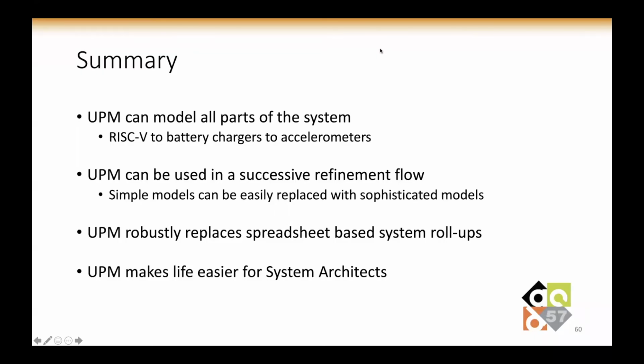So in summary, you've seen that UPM can model all parts of a system. This includes a RISC-V processor to battery chargers to accelerometers and pretty much anything in between. UPM can be used in a successive refinement flow. Simple models created early when you have limited data can be easily replaced with more sophisticated models when that data becomes available.